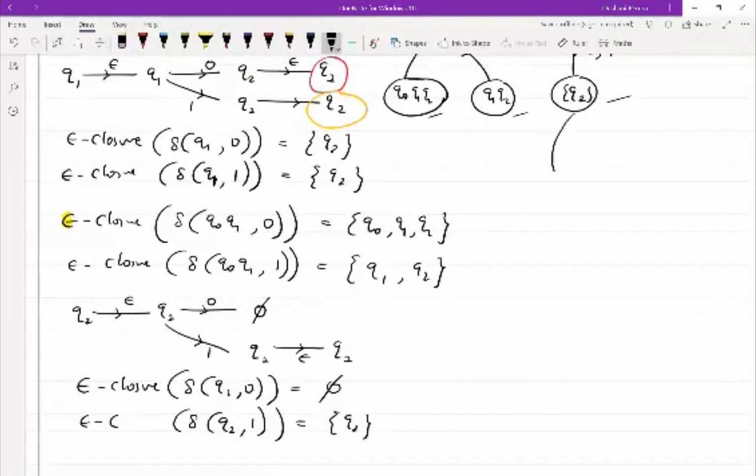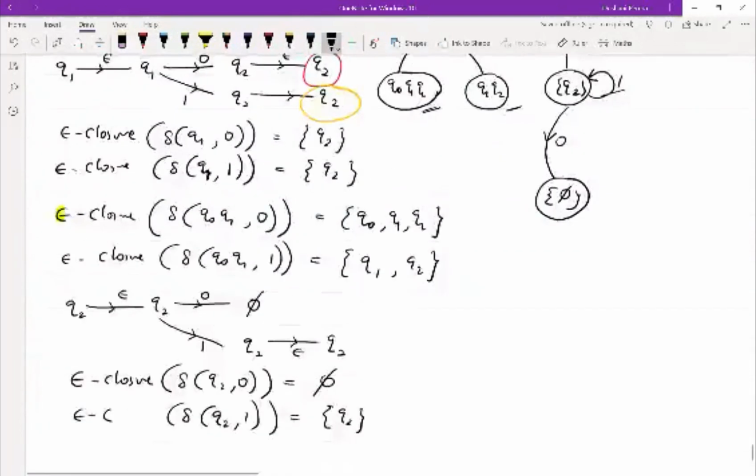Upon seeing a 0, it will go to the trap state. Upon seeing a 1, it will repeat on itself. Then I have to go for the other two, Q1, Q2 and this one.